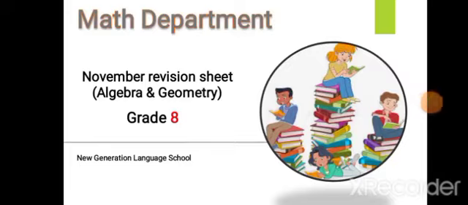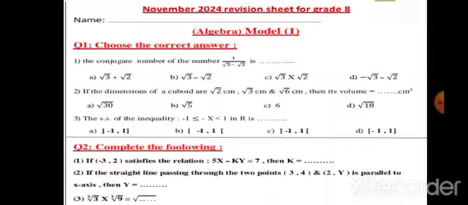Prep 2. Today we will solve November revision sheet on algebra and geometry. Let's start our revision. Choose the correct answer. The conjugate number of the number 1 over root 3 minus root 7 is what?